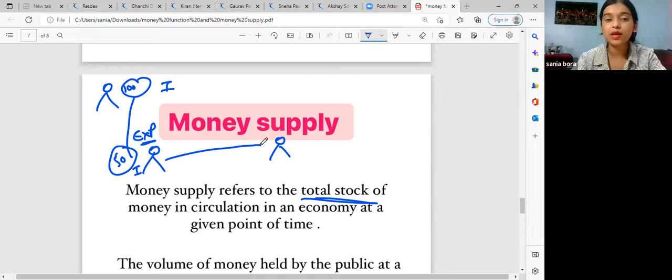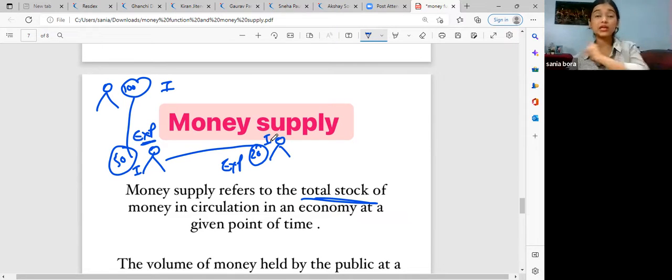And similarly, what is happening? Again, out of this 50 rupees, this person is giving 20 rupees to the teacher, like paying the fees of his children. So this is the expenditure for this homemaker, but for this teacher, this 20 rupees is income, right? So what is happening? Money is starting from here and it is circulating all over the economy, right?